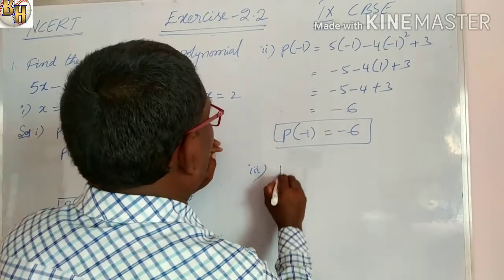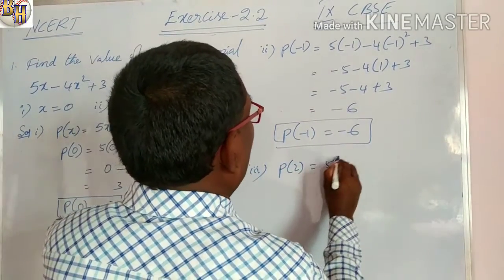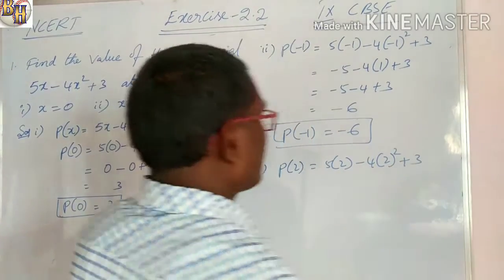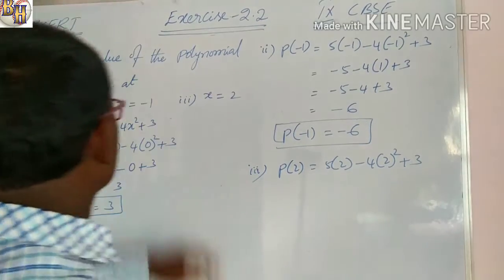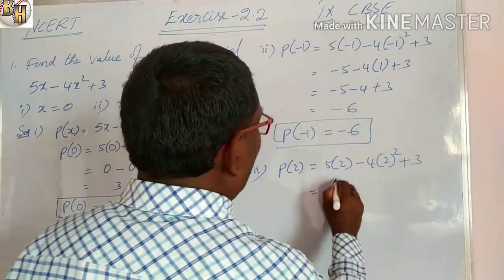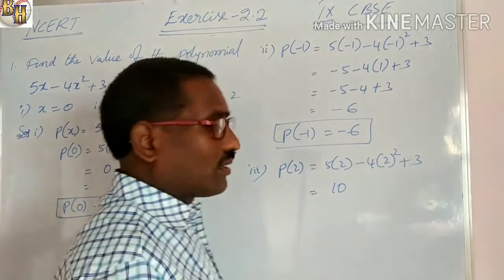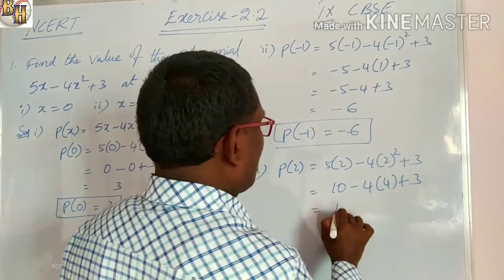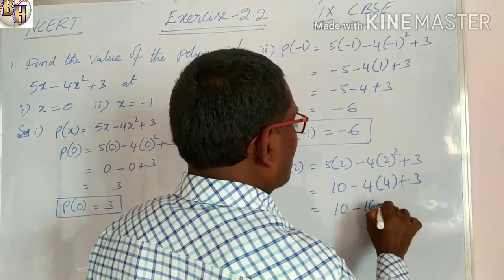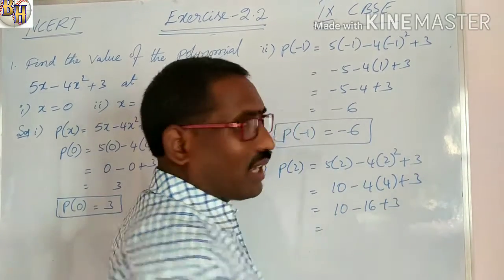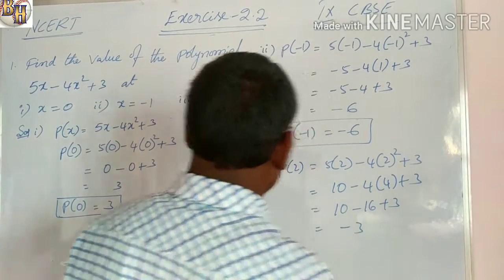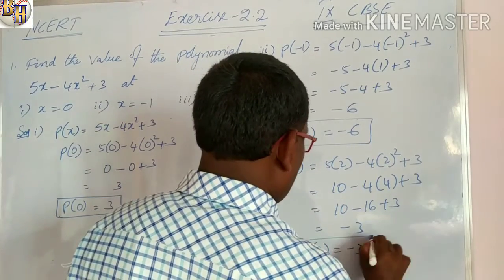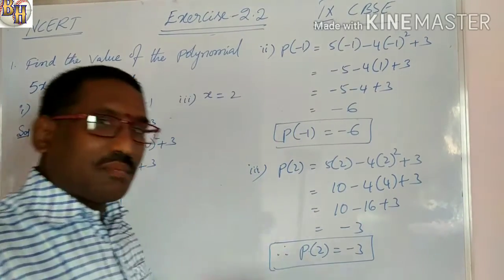P of 2 is equal to 5 into 2 minus 4 into 2 whole square plus 3. Just in place of x, write 2 here. Here 5 2s are 10. 2 2s are 4, minus 4 into 4, plus 3. 10 minus 16 plus 3. 10 plus 3 is 13. 13 minus 16 is minus 3. Therefore P of 2 is equal to minus 3. Please make a note.